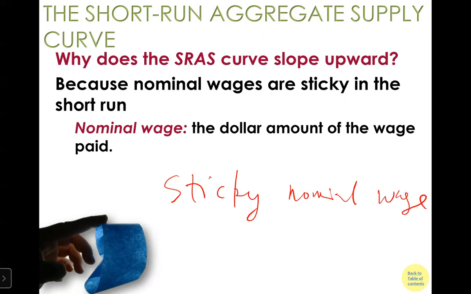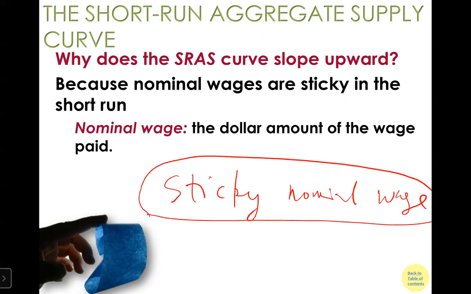In this term, there are two key things. One is sticky, the other is nominal. Wage is just your salary, right? So what does nominal mean? It's denominated in currency, like the US dollar. That just means your wage is subject to inflation. In other words, if there's inflation, your actual take-home wage will decrease. On the other hand, if there's deflation, the price level declines, and your actual take-home wage will increase.